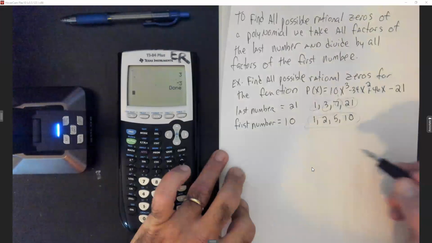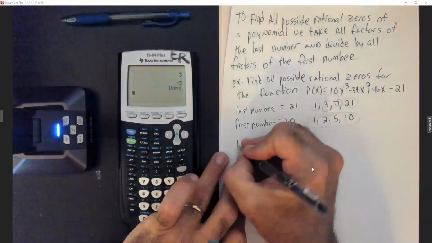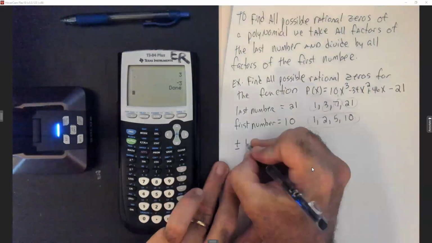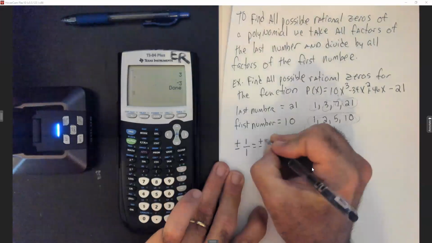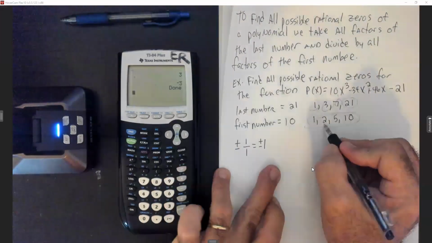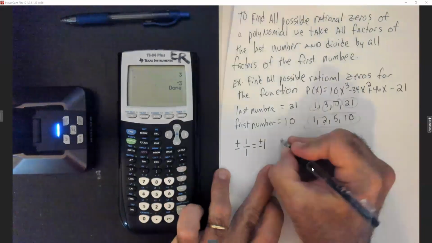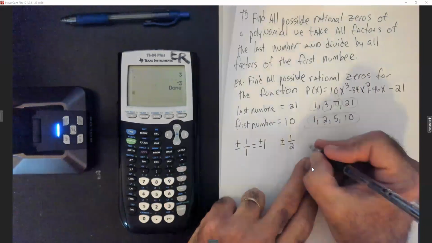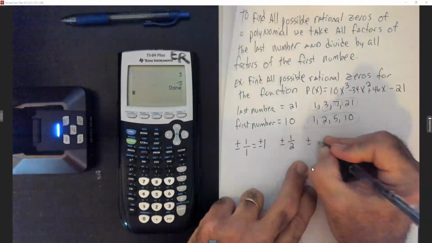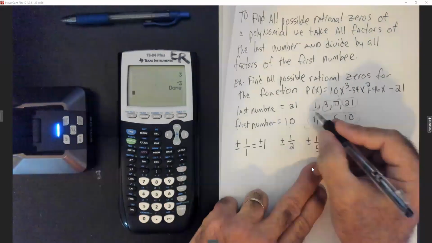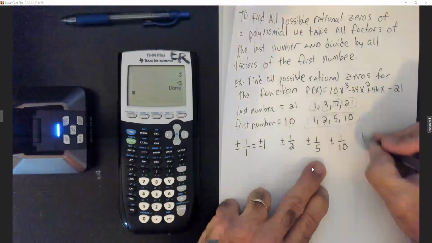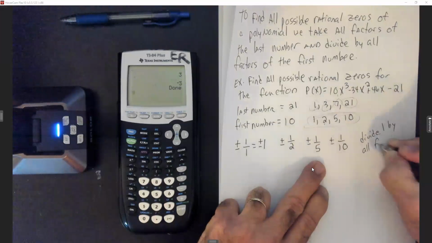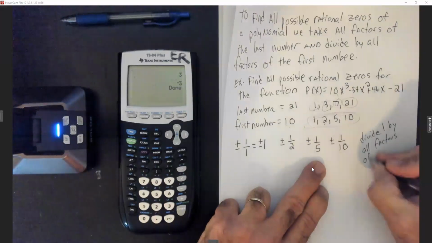Now, every one of these will be plus or minus. So I'm going to start with my 1. So take the 1, divide by the 1. That's going to equal plus or minus 1. Then I'll take that 1, divide by 2. So plus or minus 1 divided by 2. Can't do nothing else to that. Then I'll take the 1, divide by 5. Plus or minus 1 divided by 5. And then finally, plus or minus 1 divided by 10. So divide 1 by all factors of the first number.